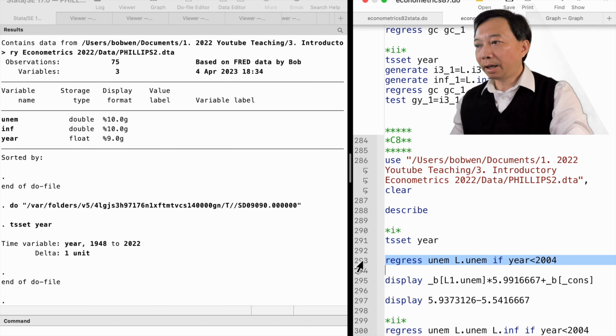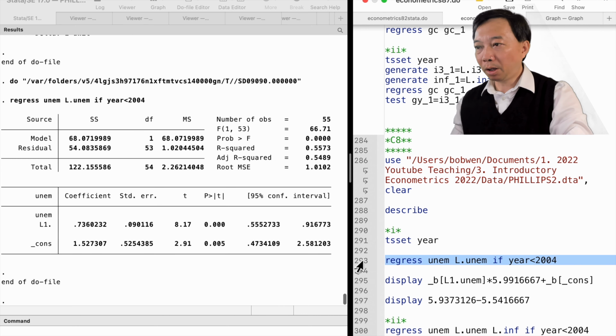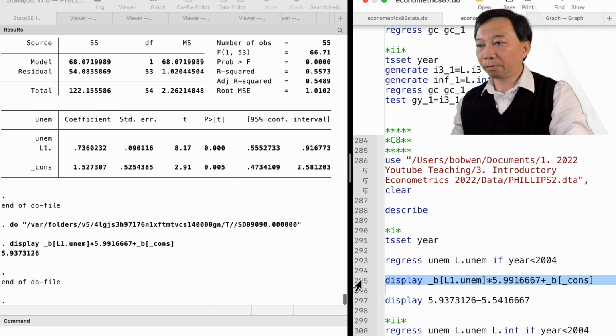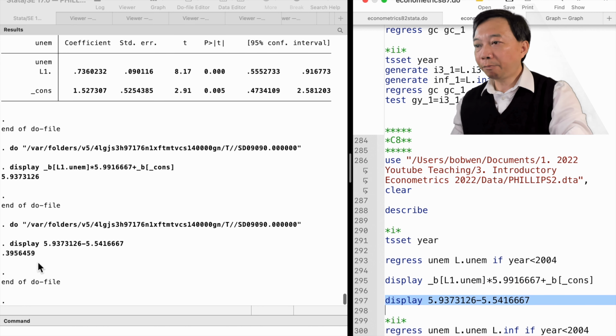We estimate the AR1 model for the unemployment rate using only the data through the year 2003. The estimates are as follows. We plug in the unemployment rate for 2003 and predict the one for 2004. It is 5.94. The actual unemployment rate is 5.54. The AR1 model overestimates the unemployment rate by 0.4 points.